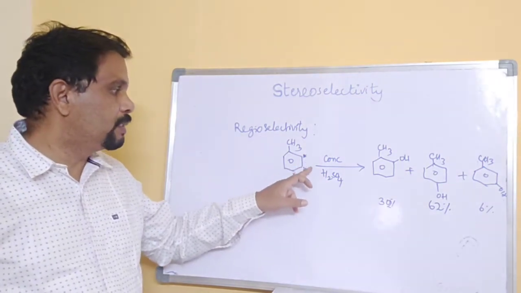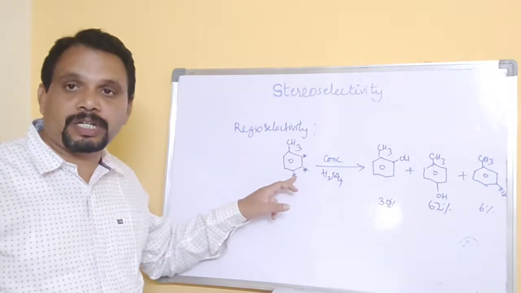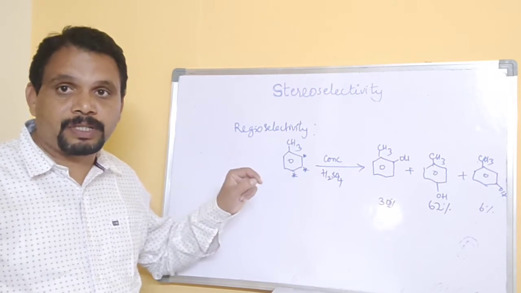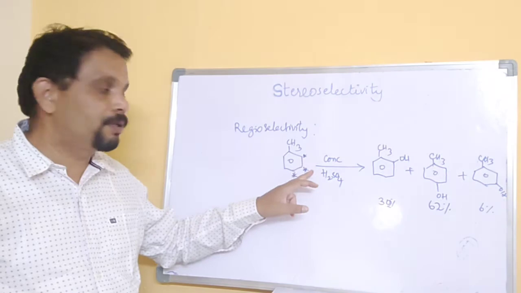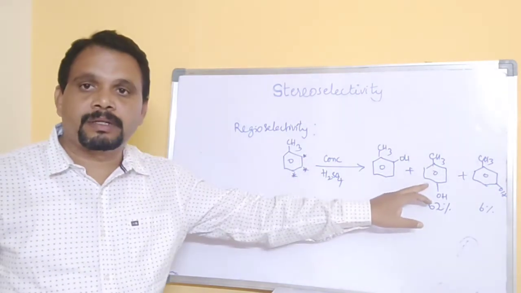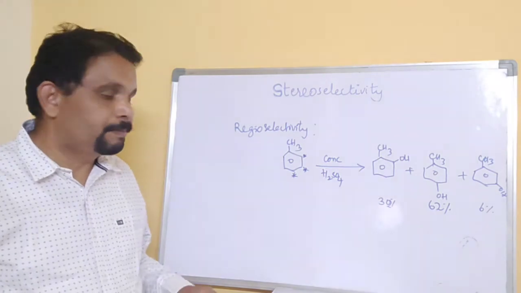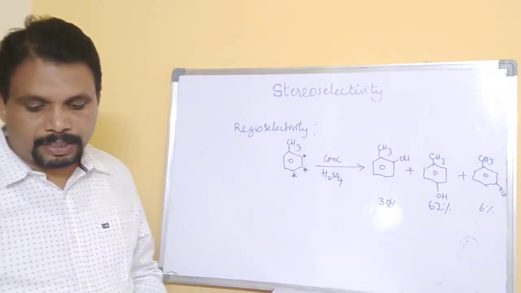Regioselectivity means these are the three regions or places or positions available for the reaction to take place. But the reaction takes place predominantly, preferably at the para position because of some factors. So this is about regioselectivity.